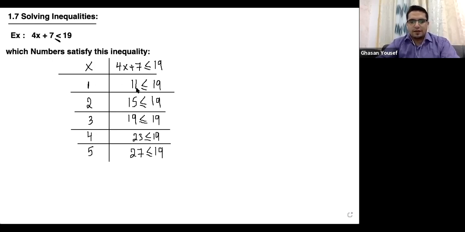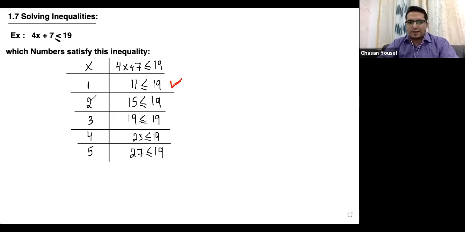Number 1 here. Is 11 less than or equal to 19? Is this correct here? Ryan said yes, this is correct because 11 is less than or equal to 19. So x equals 1 is satisfying this inequality. When I plug in 1, it will satisfy this inequality.